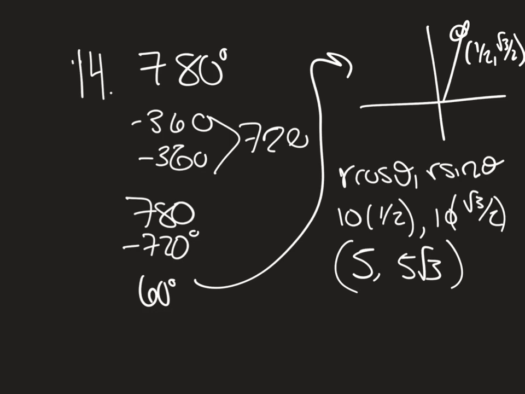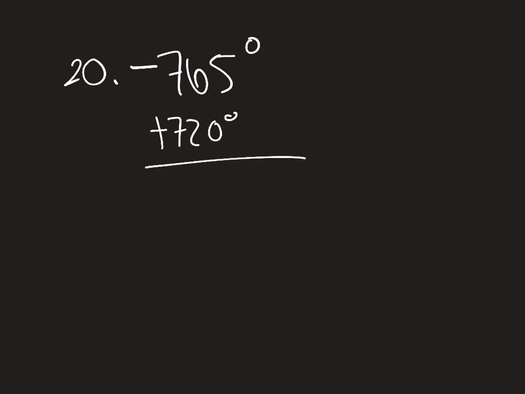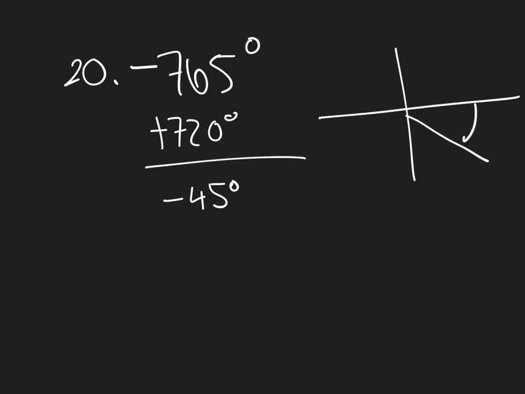Let's try number 20. Just looking for a good variety at this point in time. So we have negative 765 degrees. Just like number 14, I'm going to add to this 720. It's 2 circles, and that's going to get me negative 45 degrees. Negative 45 degrees is down here. The ordered pair down here is root 2 over 2, comma, negative root 2 over 2.